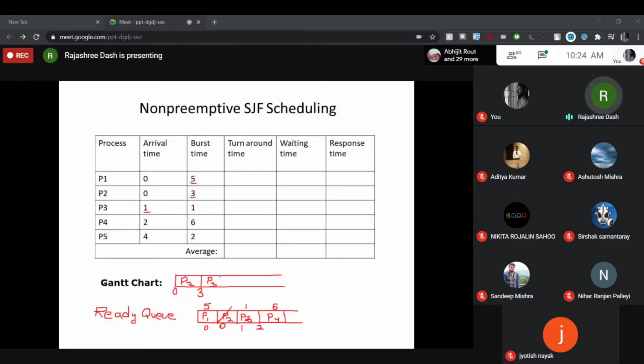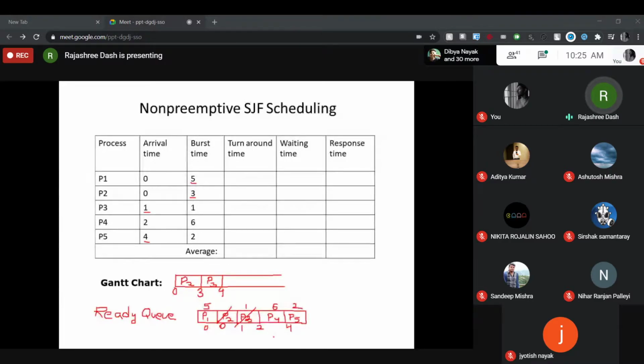And it will continue up to 4, because it has burst time 1. So 3 plus 1, it will continue up to 4. P2 has completed its execution. Now at time 4, the other process that enters the ready queue is P5. So P5 enters the ready queue at time 4. The burst time for P5 is 2.